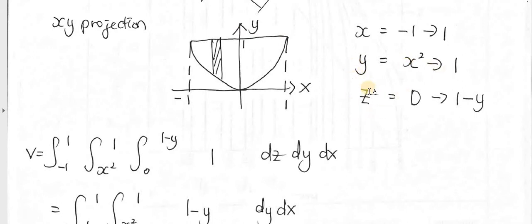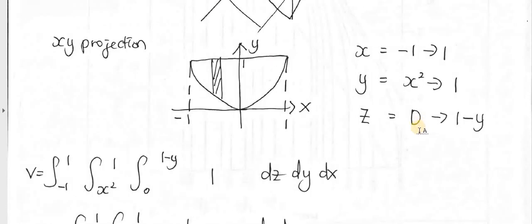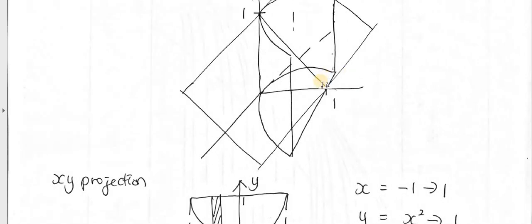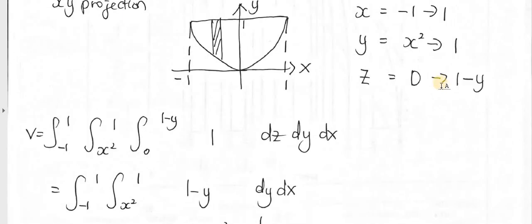As for the z, same thing. When you refer down, you see a flat surface at the position z equals to 0. And when you refer up, you see a surface which is cut by this rectangular plane. And the equation of the rectangular plane is this. So you have to move your y to the right, so you get this one.